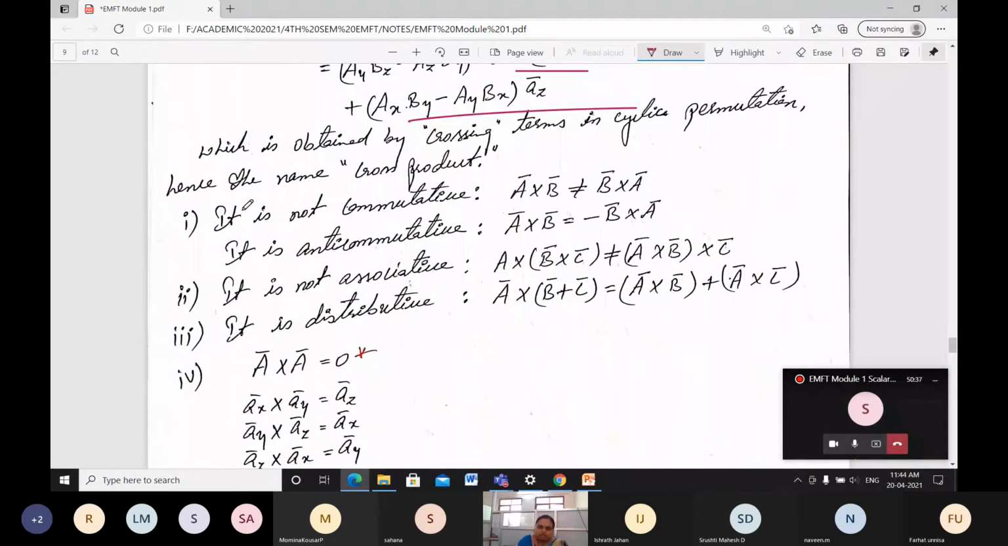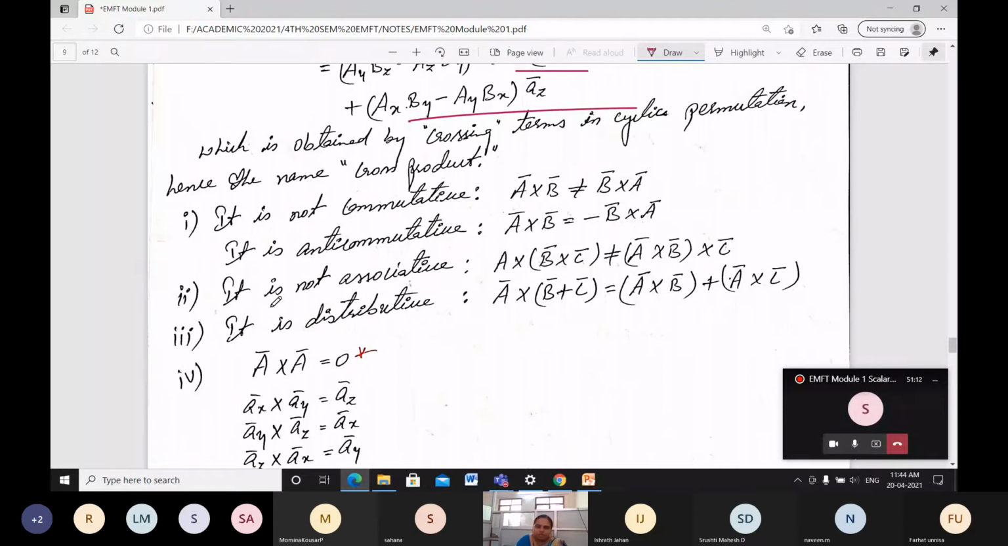Some of the laws, whether it is satisfying or not, we should know. For the commutative law, it's not satisfied. That is, vector A crossed with vector B is not equal to vector B crossed with vector A. But when I go with the anti-commutative, what is going to be? You will not get the positive product, you will be getting the negative product. That is, A cross B will be the negative of vector B cross vector A.